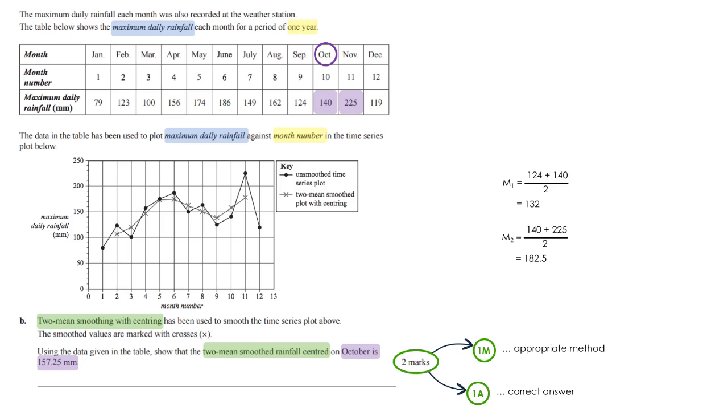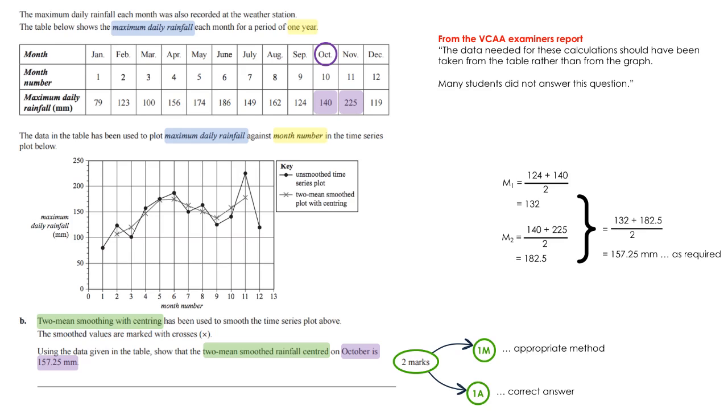To center this data, we need to calculate the mean of the 2 means. That is 132 plus 182.5, all divided by 2. And this gives us 157.25 millimeters as required. From the VCAA examiner's report, we are told that the data needed for these calculations should have been taken from the table rather than from the graph. And many students did not answer this question.